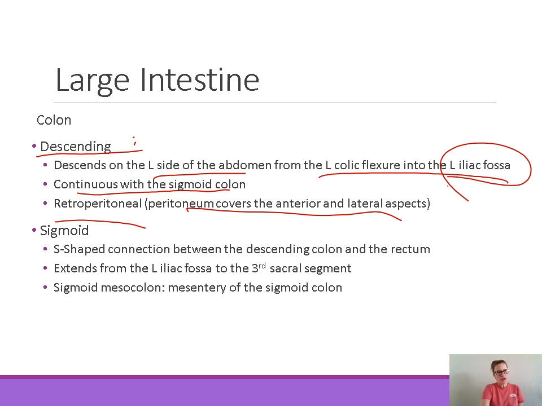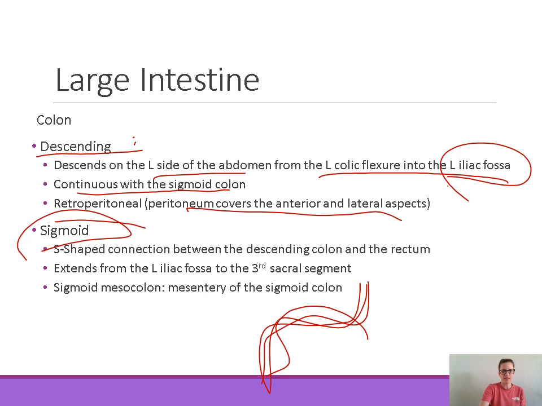After the descending colon, we go into the sigmoid colon. The sigmoid colon is the relatively S-shaped last part of the colon that provides a connection between the descending colon and the rectum. It extends from the left iliac fossa, laterally inside the left hip, in towards the center of the body to the third sacral segment. So the third segment on the sacrum, which remember is a fusion of 5 bones, so like the middle of the sacrum.